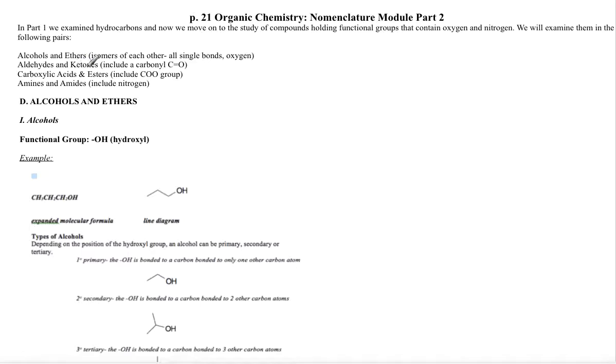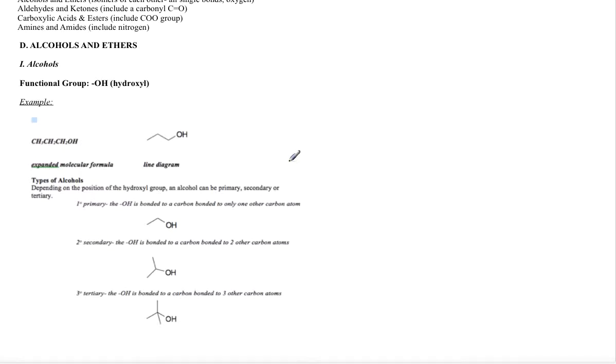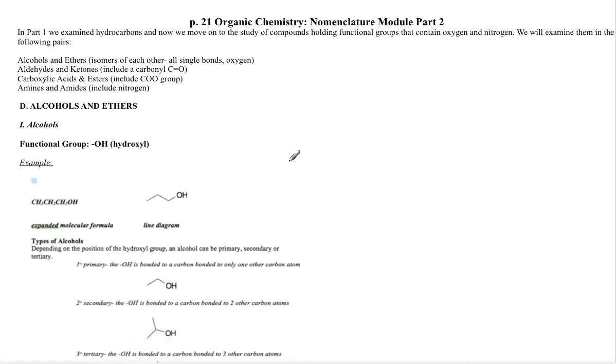The next pair are aldehydes and ketones. These are also isomers of each other, and they have a functional group that we refer to as a carbonyl, which is a C double bonded to O. The next pair are carboxylic acids and esters, and they are isomers of each other, and they include what we refer to as the carboxyl group, or C double bonded to O and single bonded to O. And the last grouping are amines and amides, and these aren't isomers of each other, but they're paired together because they both include nitrogen. So the first pair that we'll look at are alcohols and ethers, and you're on page 21 in your package.